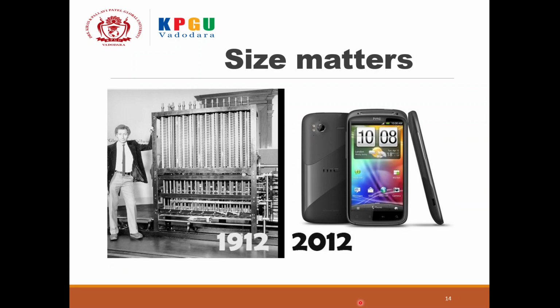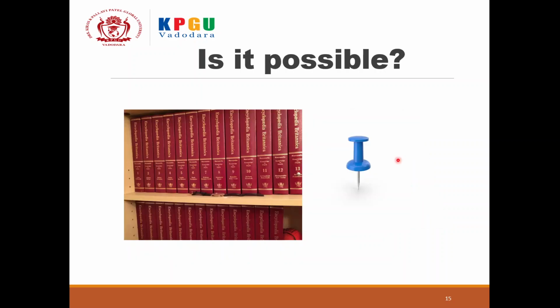Size matters, isn't it? Two pictures are shown here. In 1912, this is the way of communication. You can see how bulky it is. Compared to that, in 2012, this is the way of communication. Now even smaller devices than these are also available, which you can easily carry. So compared to this, it is very easy in dealing. So these are the effects of nanotechnology.